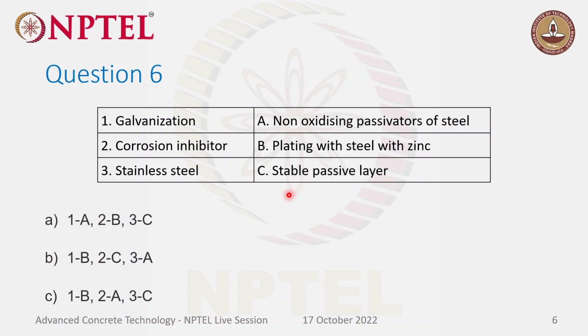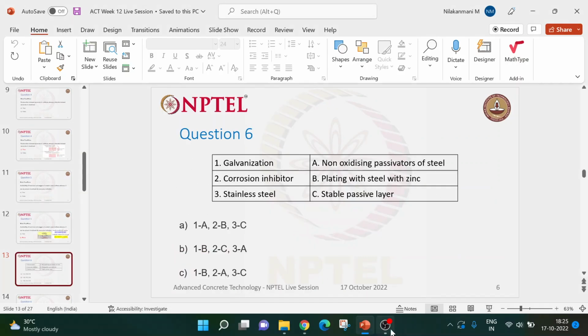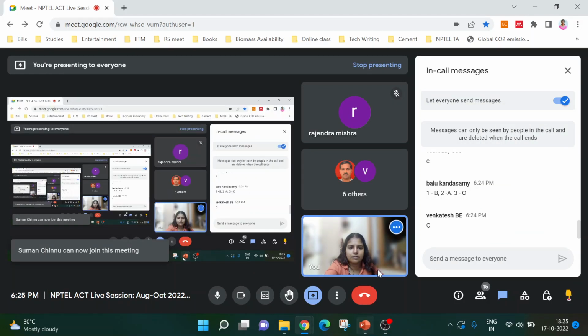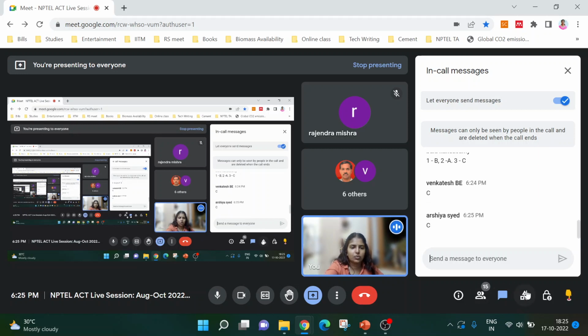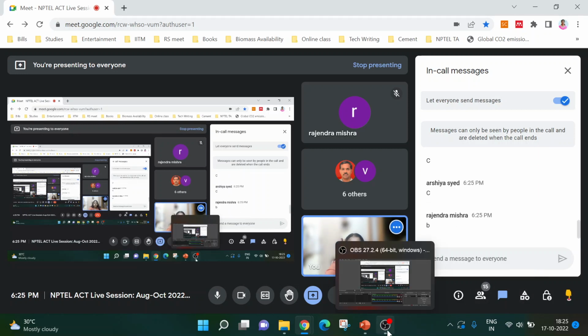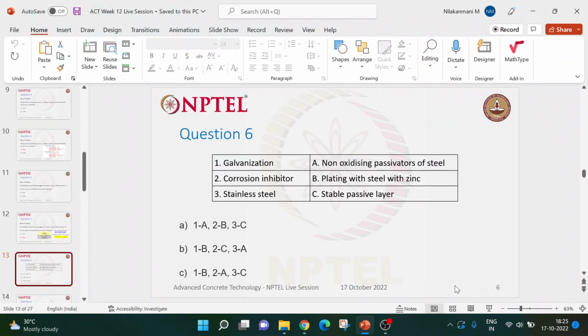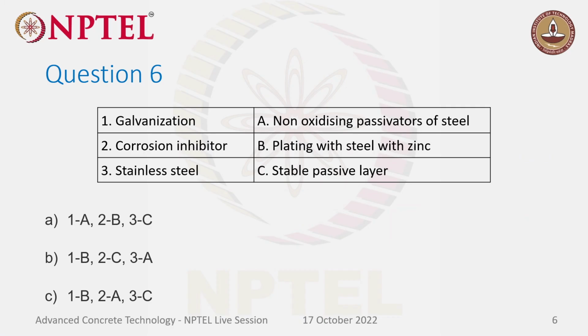Time is up. Let's see the class response. Okay, 1B, 2A, 3C. That's nice. Option C, someone has picked. Okay, next let's see the solution now. Most of you have picked the right answer.